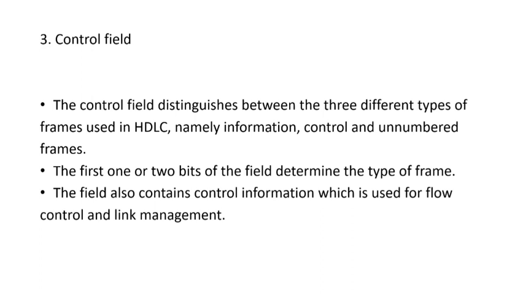Next, the field also contains information which is used for flow control and link management. So this control field determines what type of data frame we are sending, whether it is an information frame, a control frame, or an unnumbered frame. We can understand this by looking into the first 2 bits. This control field is also used for flow control and link management. Okay, next.